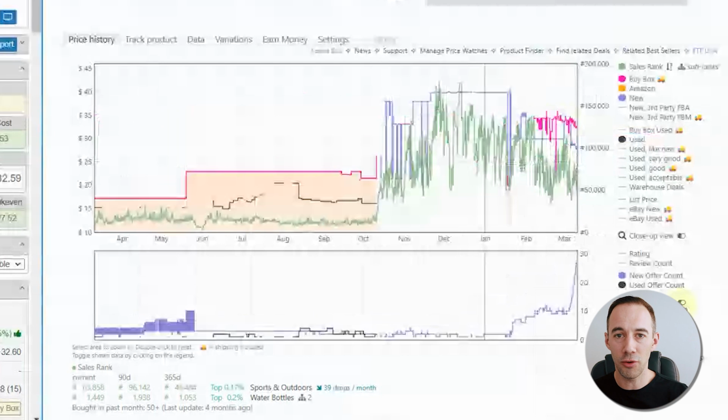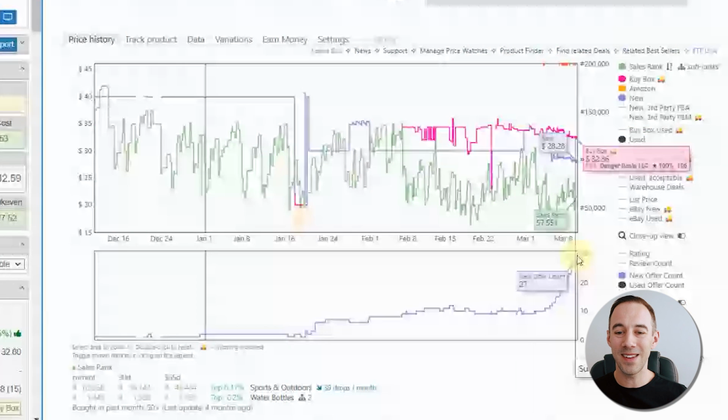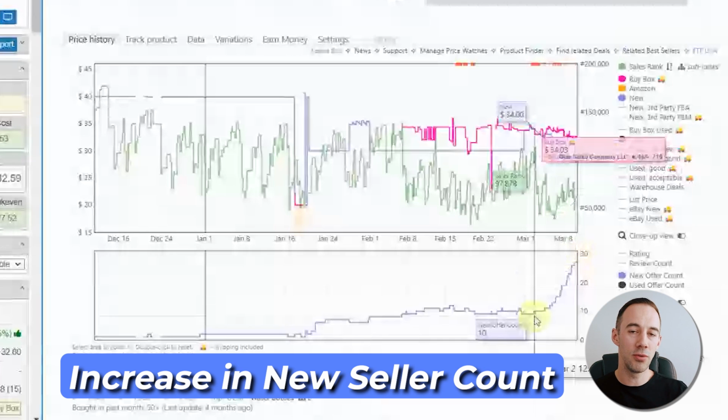Now, one of the big signs I'd strongly recommend for you to look out for is this increase in new seller count. If you see that increase in new seller count, it's generally a big red flag, and I'd probably walk away. But I will share one more tip later on with you that I think you should check before you walk away from that product.